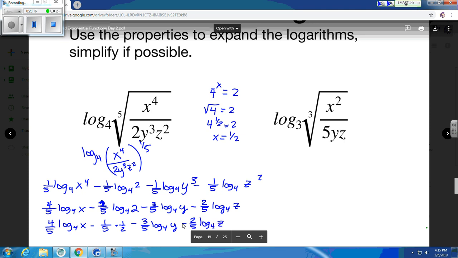Everything else remained the same. And then whenever I multiply this, I get 1/10. So my final answer will be 4/5 log base 4 of x minus 1/10 minus 3/5 log base 4 of y minus 2/5 log base 4 of z.